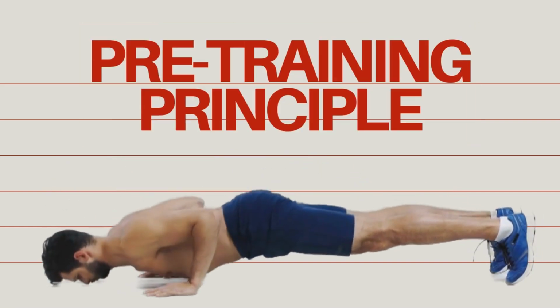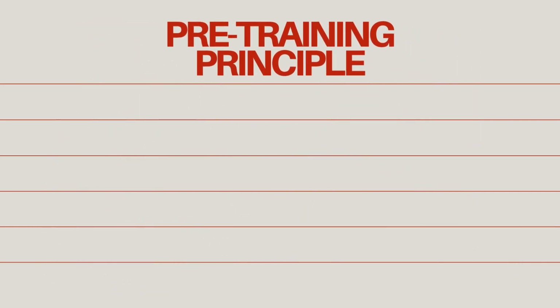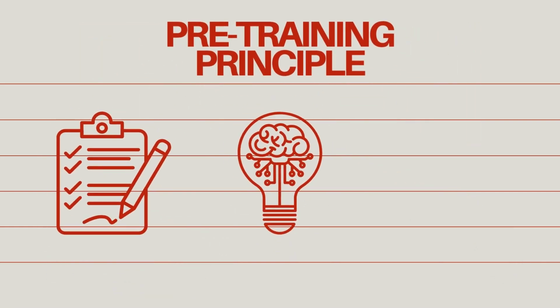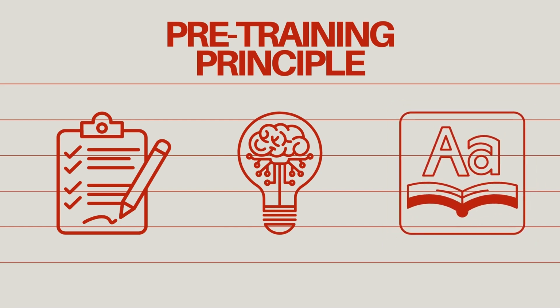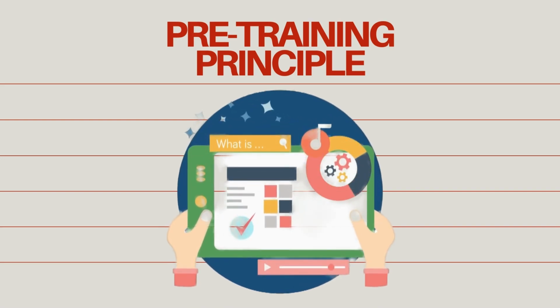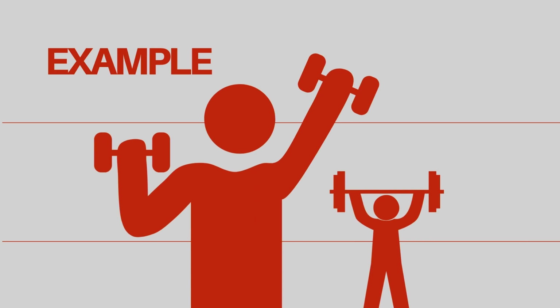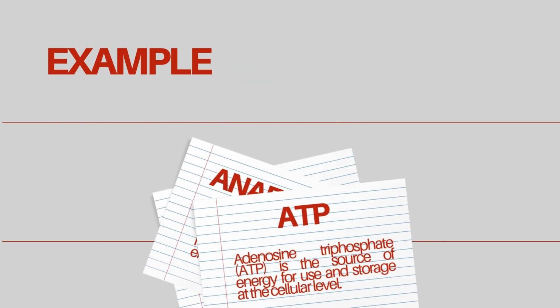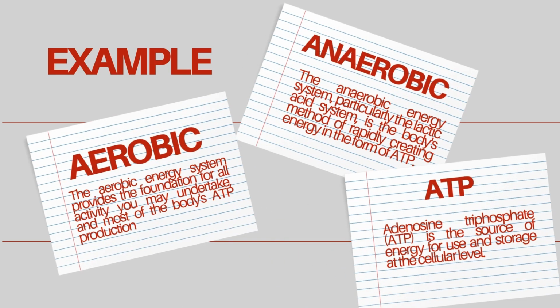Next, Pre-training Principle. Introduce important terms, concepts, and vocabulary before the main lesson. A short preview improves understanding when the main material is presented. Take this for example. Before teaching energy systems, an instructor starts with a short activity introducing terms like aerobic, anaerobic, and adenosine triphosphate with their definitions.